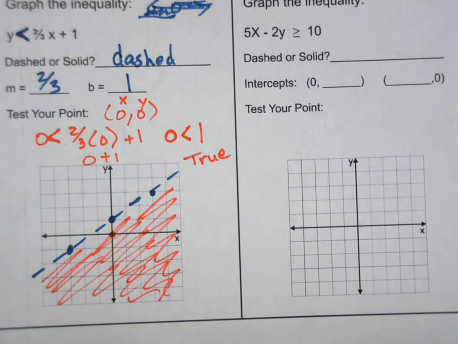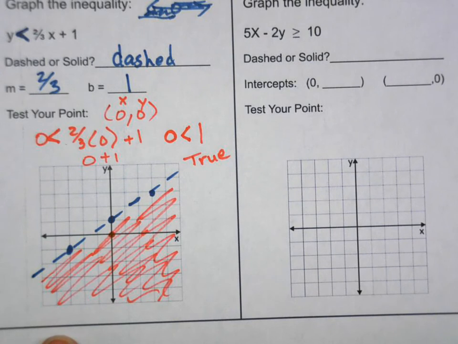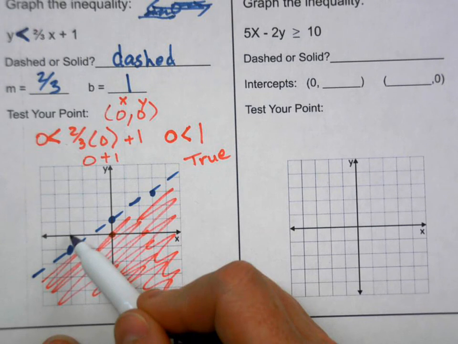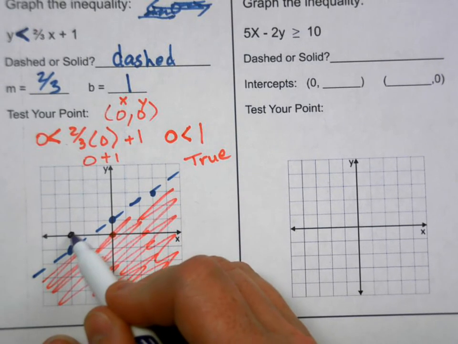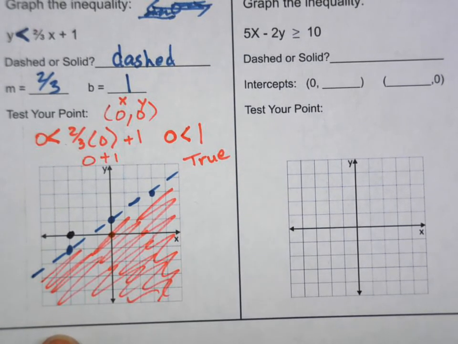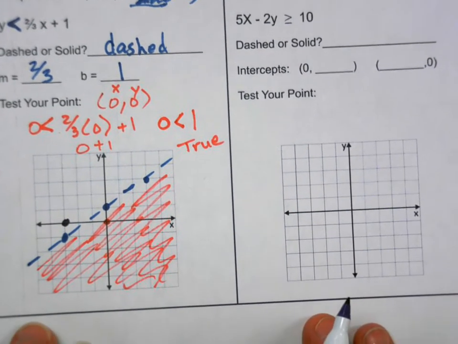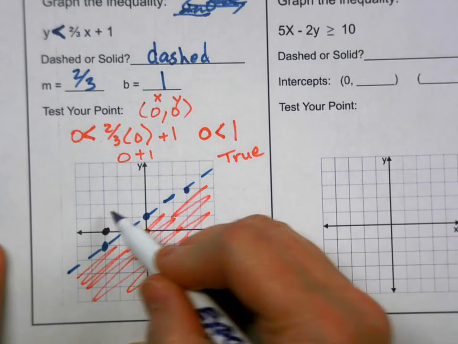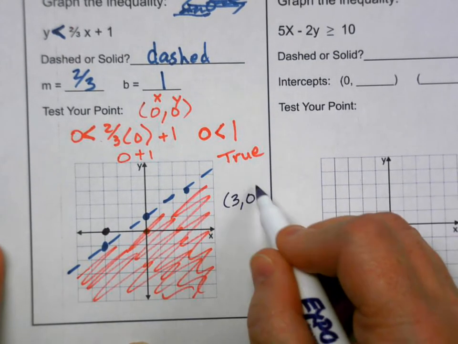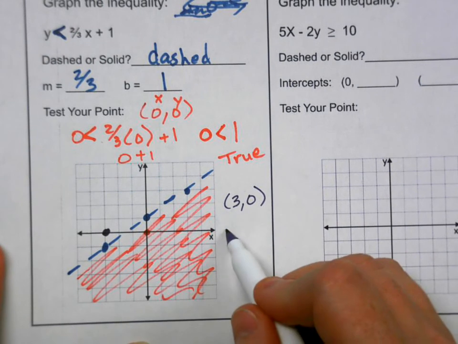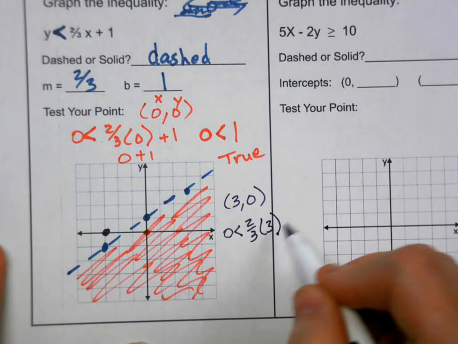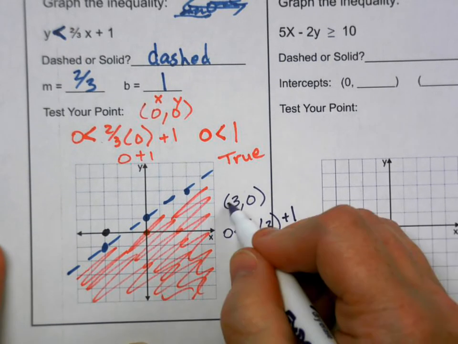If you wanted to double check, you could pick any point on the other side. Because it's got a 3 in the denominator, I would pick 3 something. So right here, and I substitute in, my other point is 3, 0. If I substitute in, I would have 0 is less than 2/3 times 3 plus 1. Oh, that's -3, sorry.